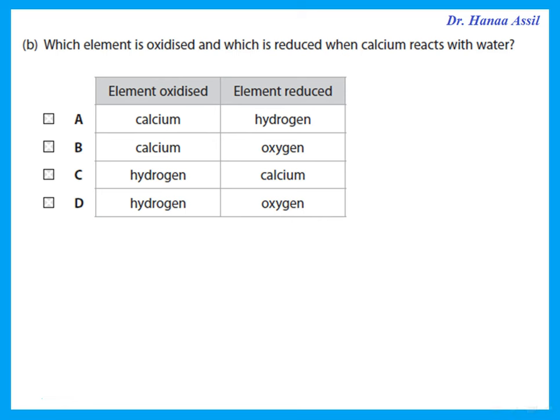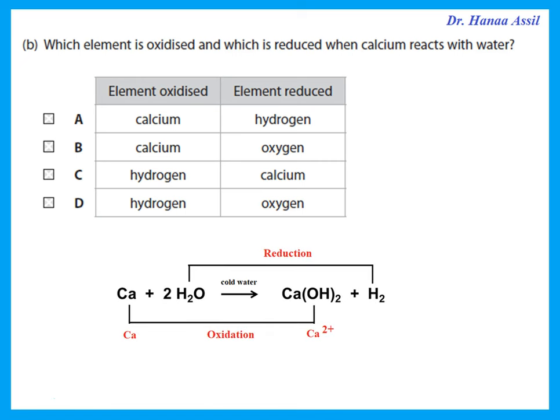Are we okay? Okay. Which element is oxidized and which is reduced when calcium reacts with water? This is the reaction when calcium reacts with water. We said it gives calcium hydroxide plus hydrogen. So, which element is oxidized and which element is reduced? You can see that calcium changes from calcium metal to calcium 2 plus. This is an increase in oxidation number. This is oxidation. So the substance that is oxidized is calcium.